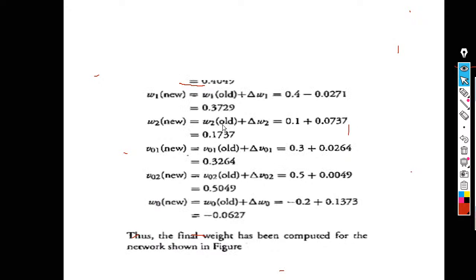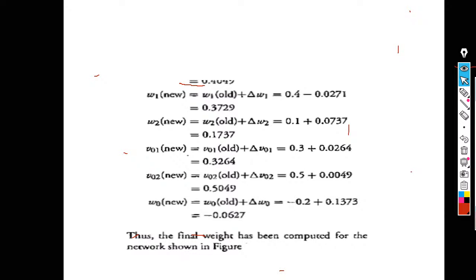So the final weights for W1, W2, W01, V2 and W0 new will be this one. So thus we have computed the final weights for the network shown in the figure. Of course, the algorithm doesn't stop over here, it will go on. After this we will see the final algorithm, that is the flow chart for this particular backpropagation neural network.